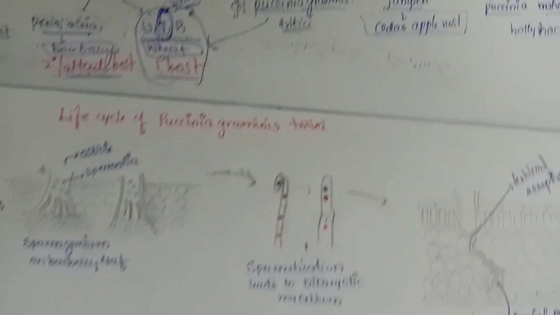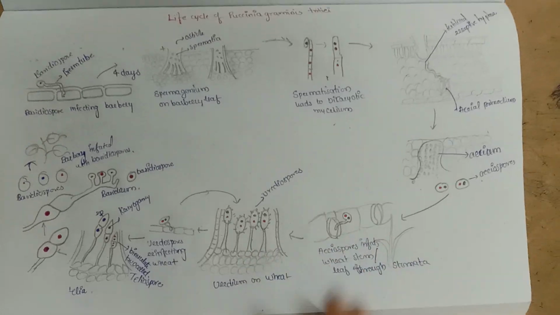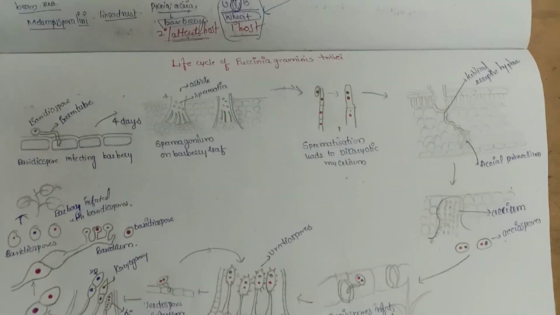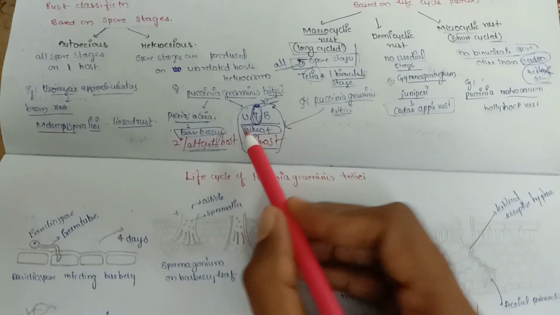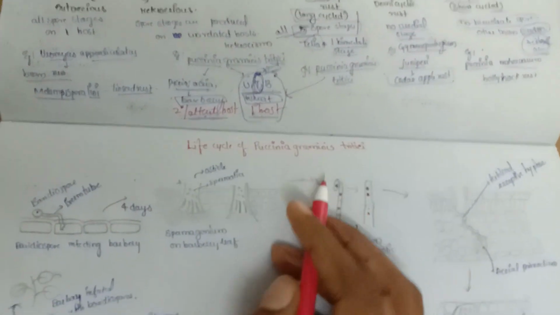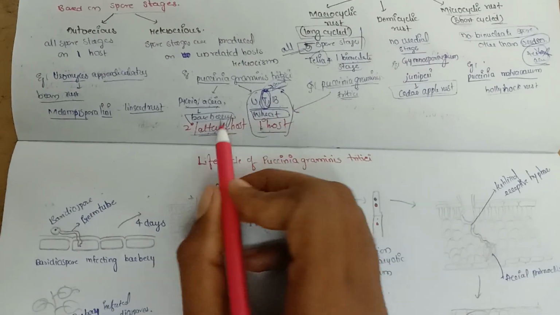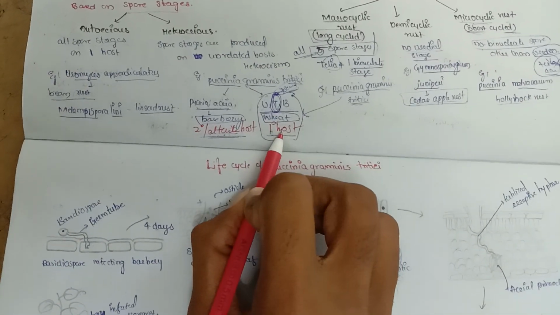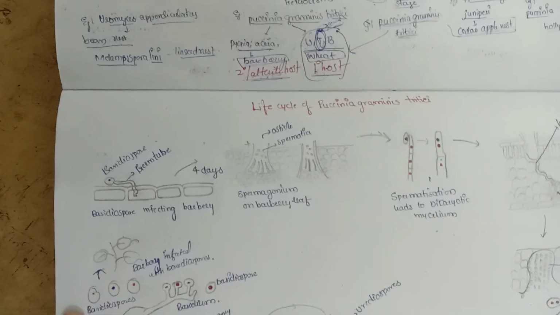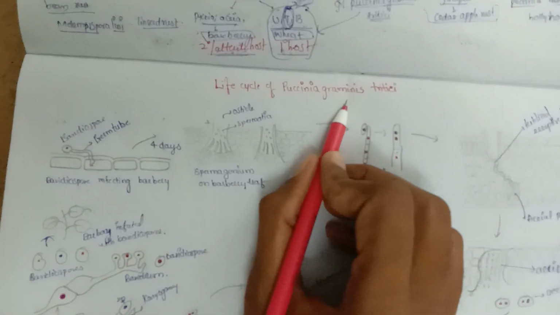And now let us discuss the life cycle of Puccinia graminis tritici. Puccinia graminis tritici is a heteroecious and macrocyclic rust, which means it has the five spore stages and it has two alternate hosts. Let us know about each stage of the life cycle of Puccinia graminis tritici.